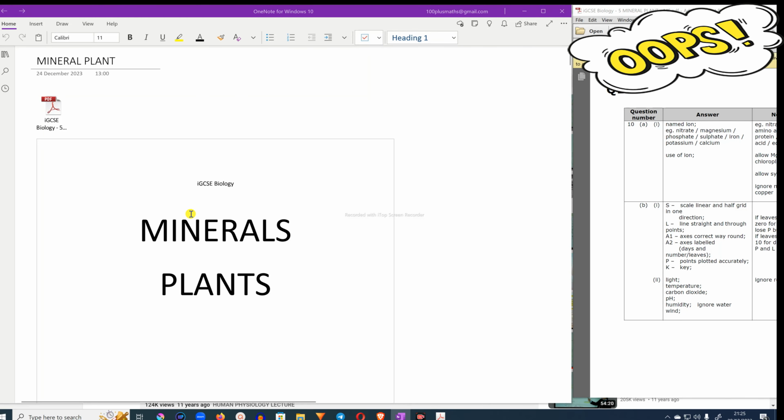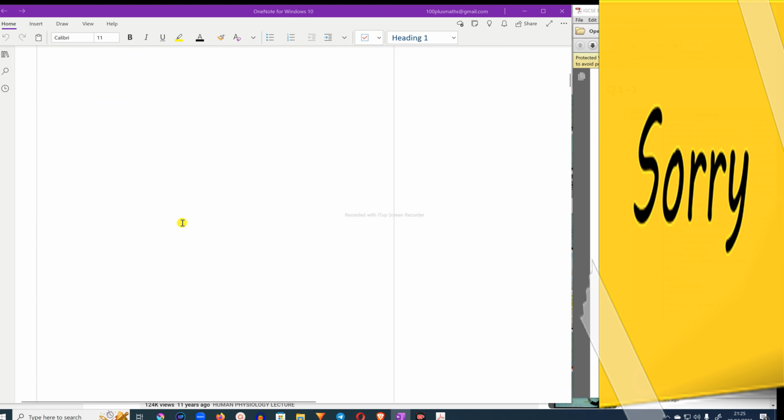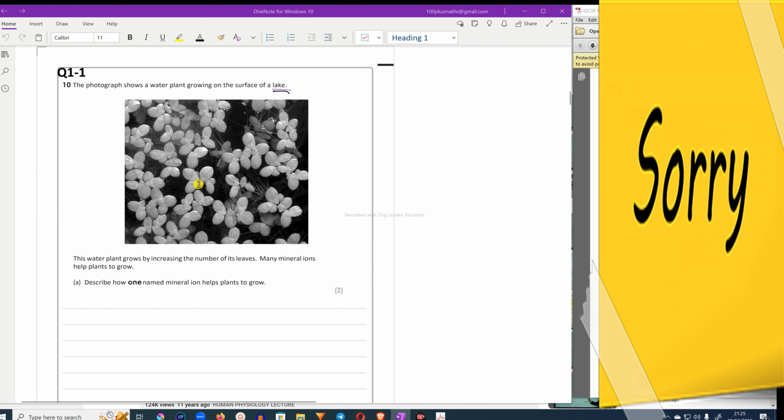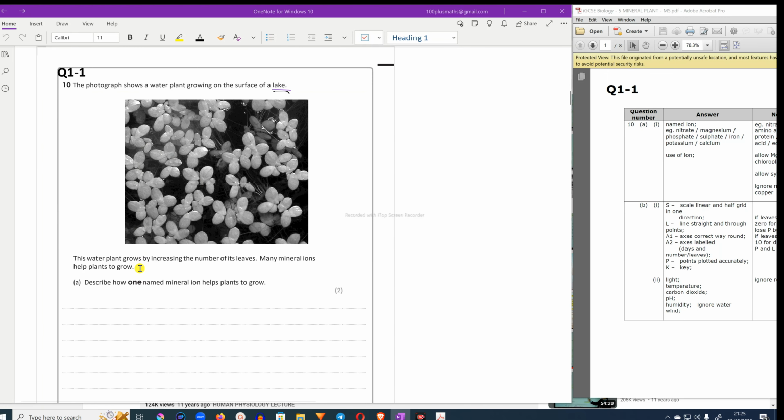Right, we're doing this one, minerals in plants worksheet or questions. And the first question here is asking, this plant grows by increasing the number of its leaves. Many mineral ions help plants to grow. Describe one named mineral ion to help plants grow. So if you notice here, it's a 2 marker.